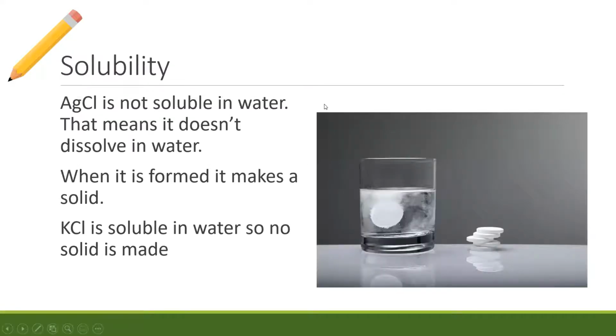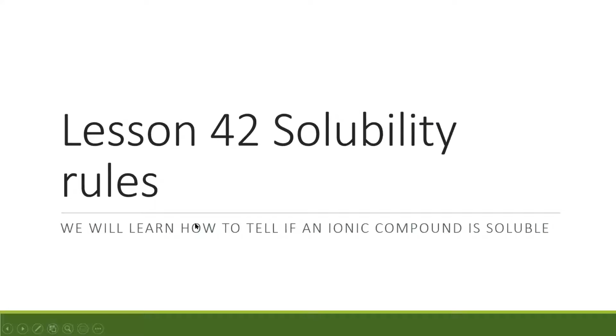And then we finished up with solubility. AgCl is not soluble in water, which means it doesn't dissolve in water. When it is formed, it makes a solid. KCl is soluble in water, so no solid is made. So lesson 42 is today's lesson. We'll be able to learn how to tell if an ionic compound is soluble or not.